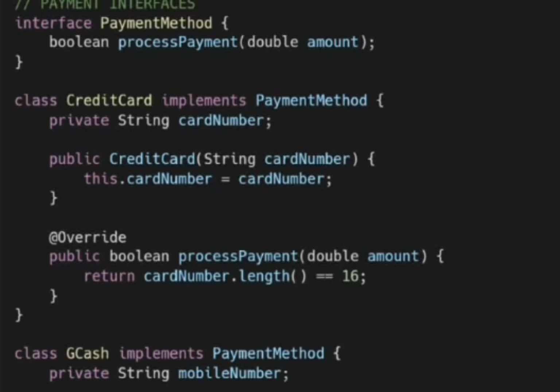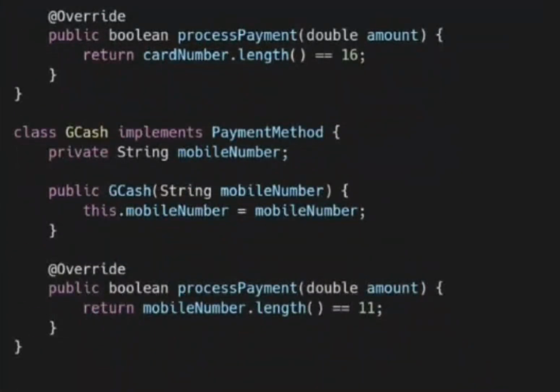The processPayment method in the CreditCard class simply checks if the length of the card number is equal to 16. So if the card number is 16 digits long, it returns true, payment successful. Otherwise, it returns false.